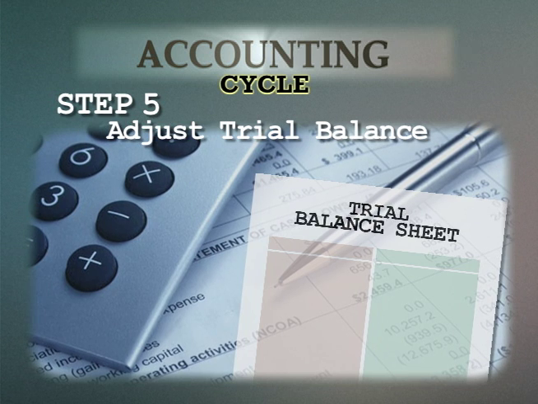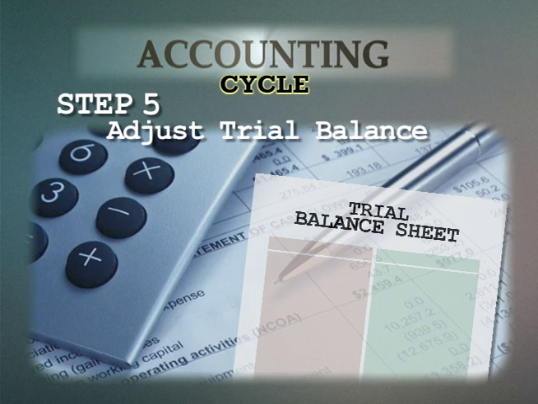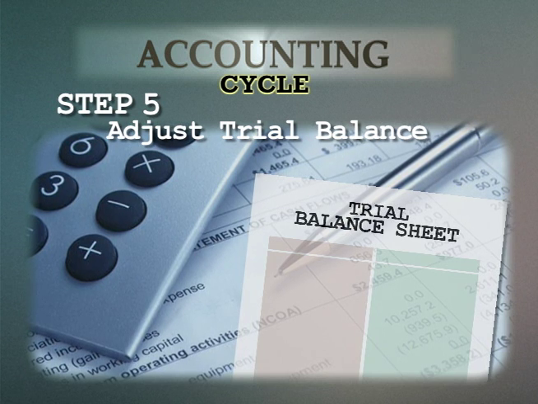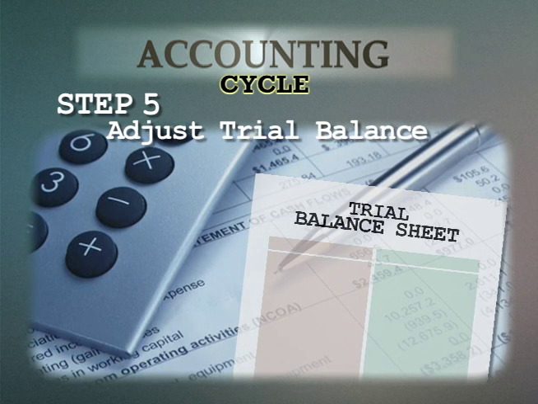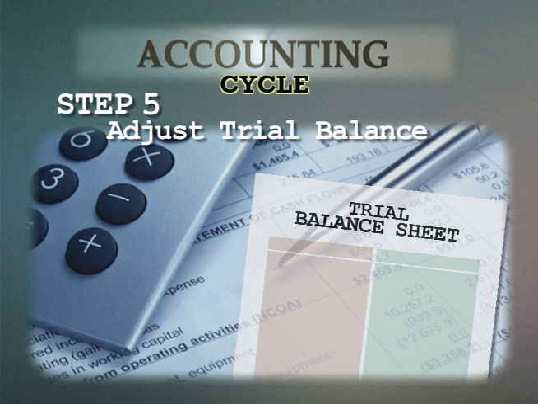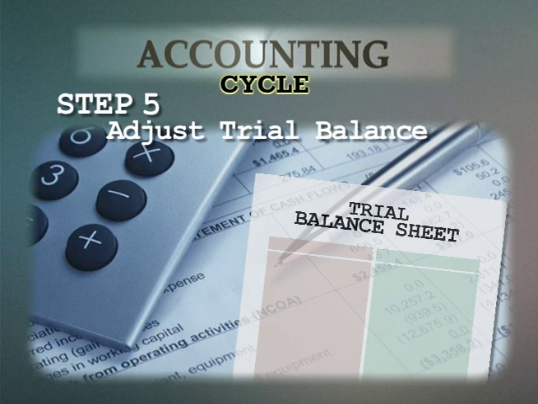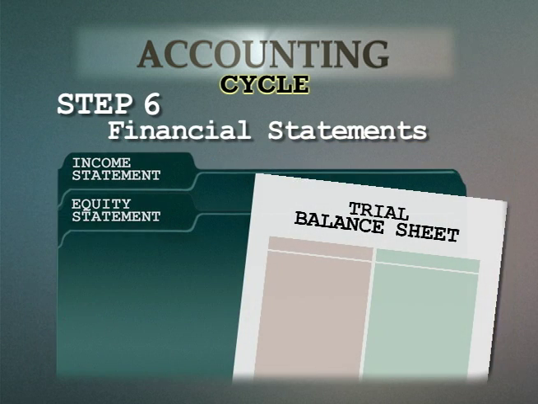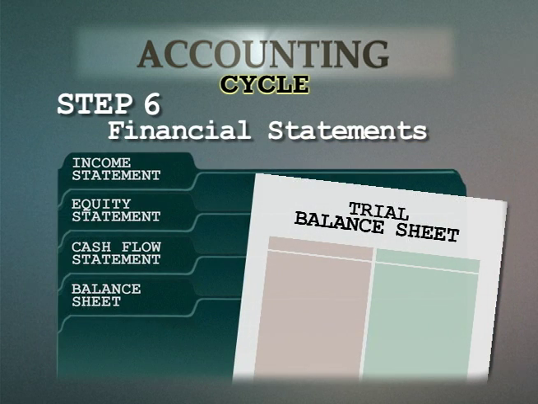Step 5. Adjust any journal entries to correct any errors. Record revenue that has been earned, record expenses incurred, amortize assets, and defer or accrue revenue and expenses now or into the future. Step 6. Prepare financial statements from the adjusted trial balance.